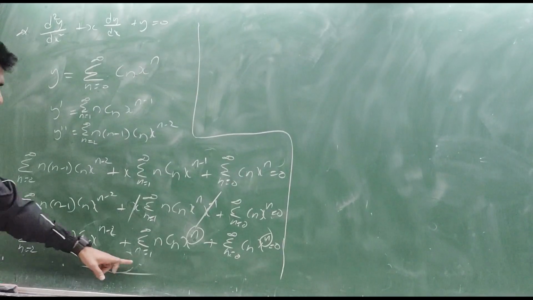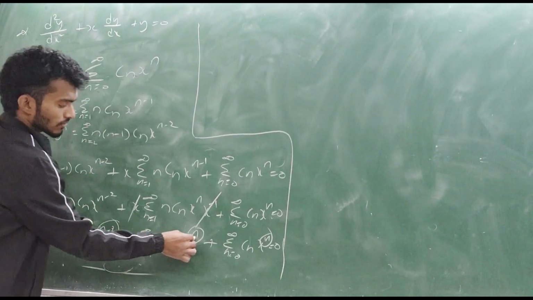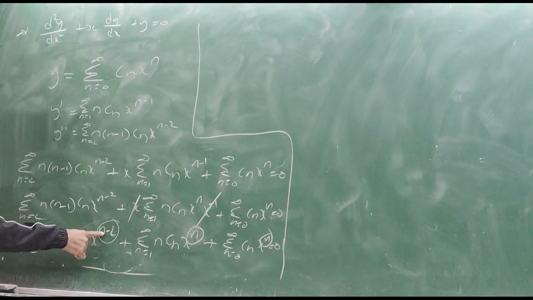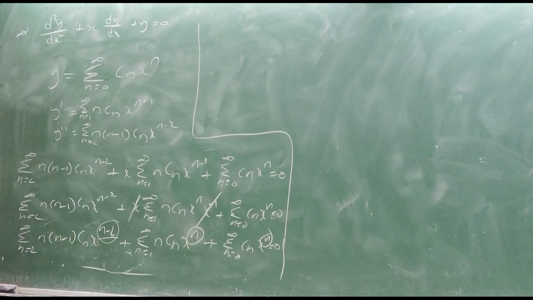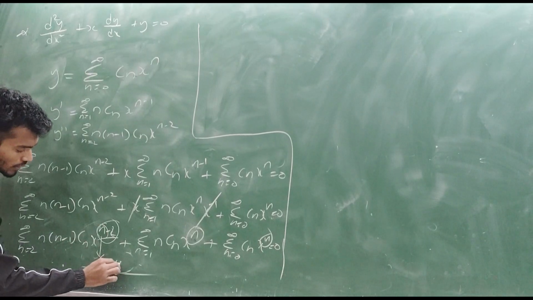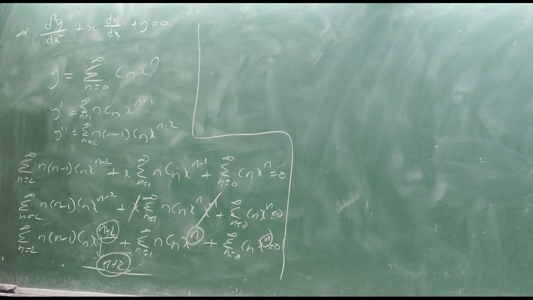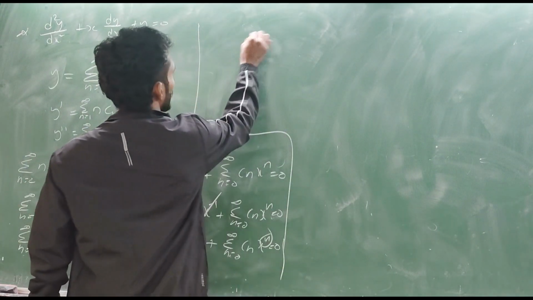So to solve this expression we need to make all the x powers the same, that is x power n. Here we have x power n minus 2 and x power n, so we need to make them the same. Here it is n minus 2, so in place of n minus 2 we have to take n. So in this whole equation, write n plus 2 in place of n. Okay? So what we get?